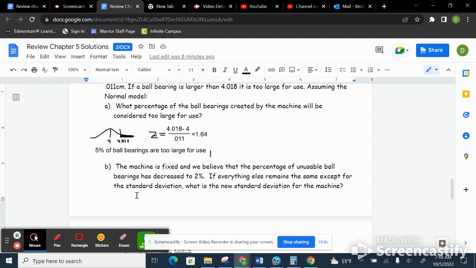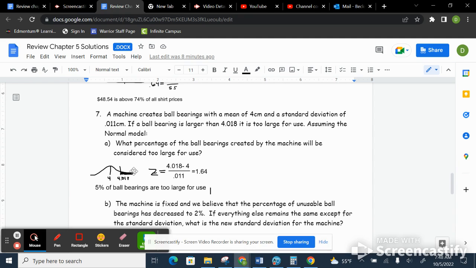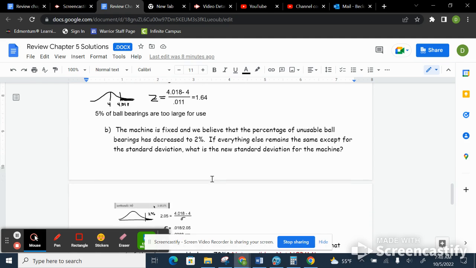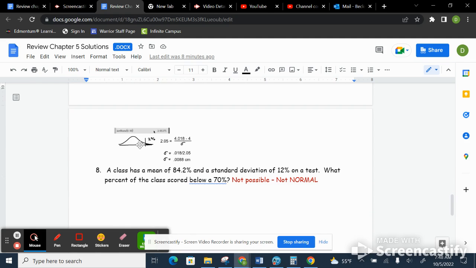Now, you're going to get those that you cannot do things with. I'm not going to go through all these. Look at number 7. It's got the curve shaded above. It's got the z-score. 5% of ball bearings are too large. We've got the next one. We've got the curve. I have to do the inverse norm of 98% on 7B to do this one. This is one I want to look at a little bit, 7B. Sorry, it's really small on the screen there.